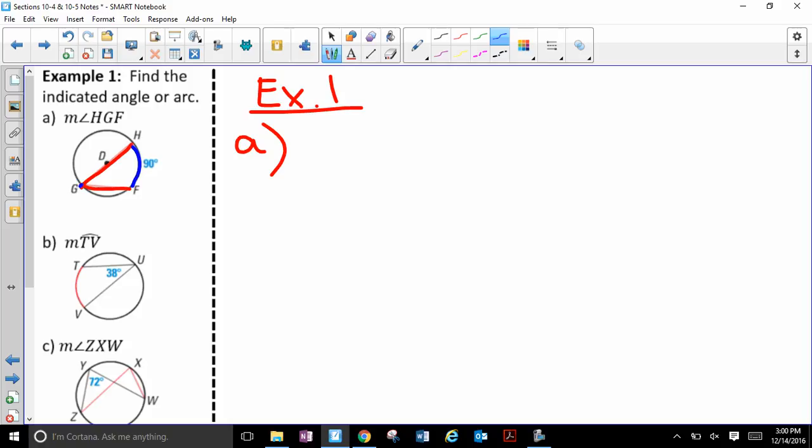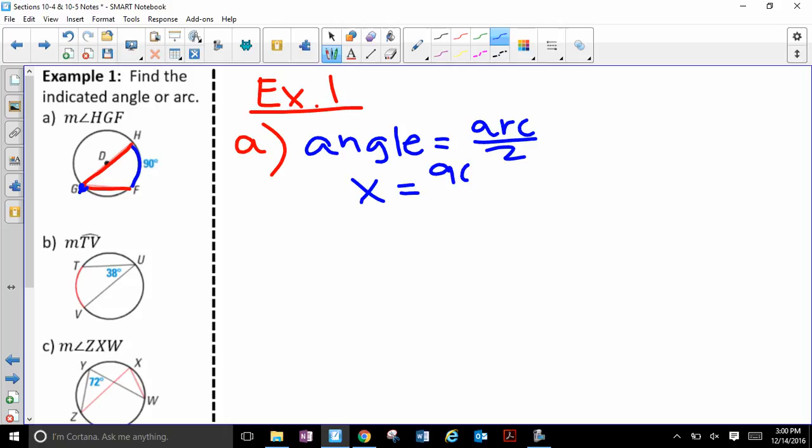So when the vertex is on the circle here, then what do we do to find the measure of the angle? Well, remember I gave you that equation that says angle equals the arc divided by 2. So I don't know the angle, I'll call that x, equals its arc, which is 90 degrees, divided by 2. So that means my angle that I'm looking for, HGF, is 45 degrees.